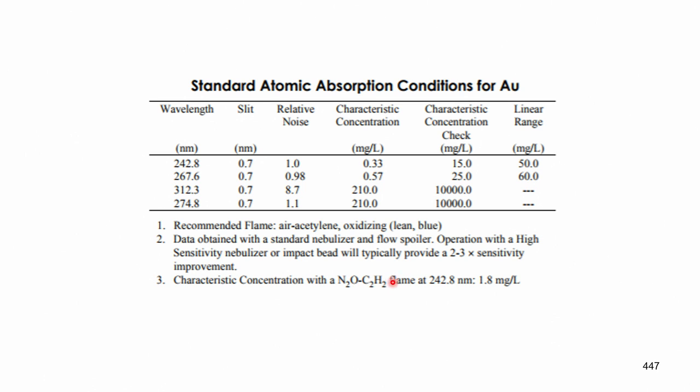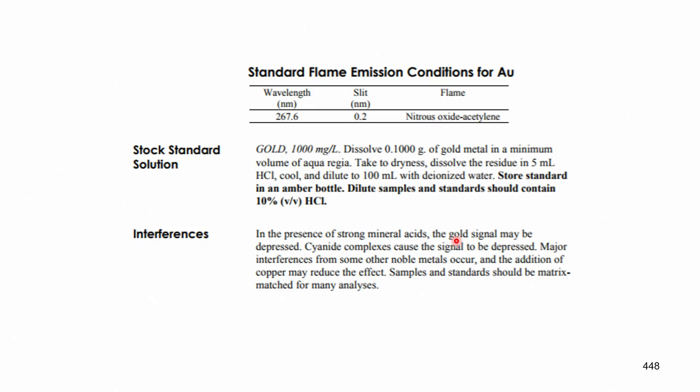Nitrous oxide acetylene they prefer only when there is oxide formation. If the sensitivity is very low, you do not need it. If the sensitivity is bad, you should go for the higher flame. Now, other conditions are all there in gold. They say you can use strong mineral acids also, and you maintain your standards in 10% HCl as far as gold and other noble metals are concerned.